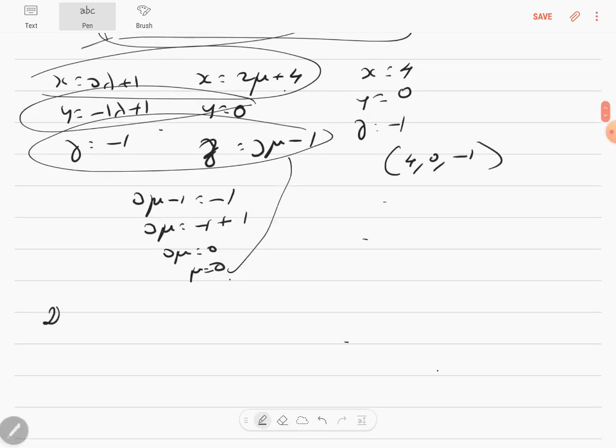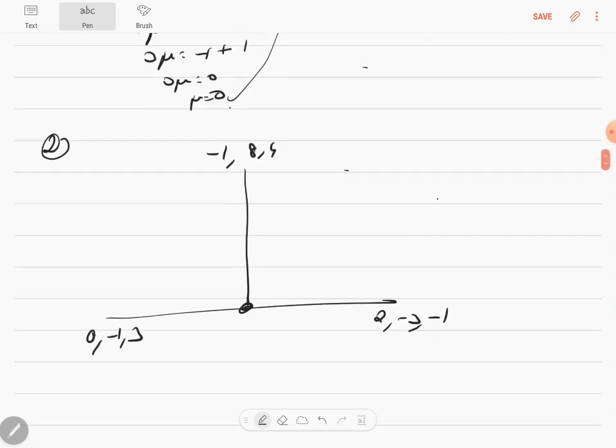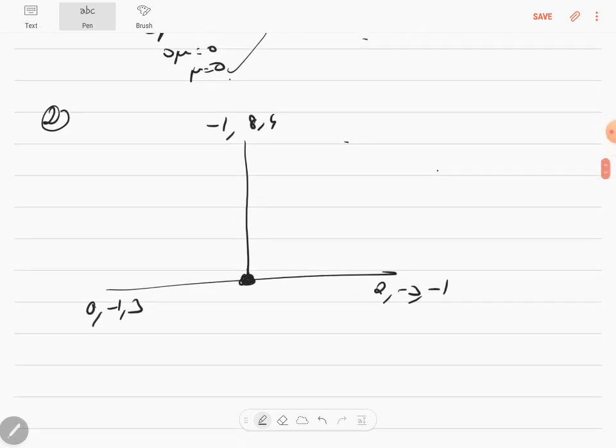Next question, second question. Find the coordinates of the foot of the perpendicular drawn from the point (-1, 8, 4) to a line joining (0, -1, 3) and (2, -3, -1). I'm drawing the foot of the perpendicular, this is it, correct? So this foot of the perpendicular is all I need.